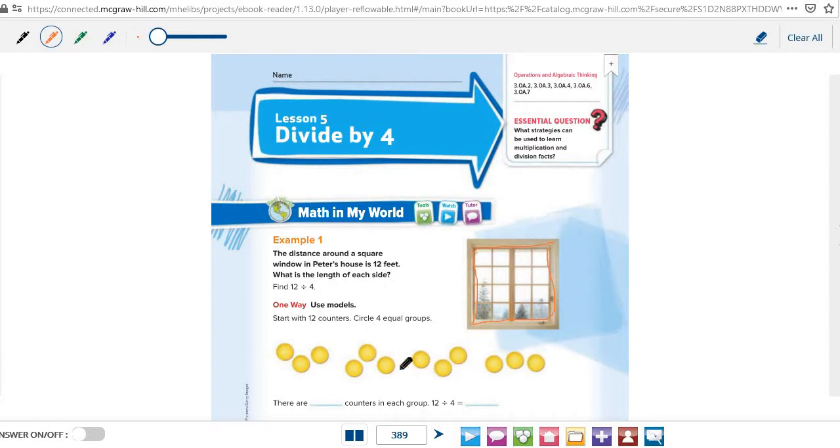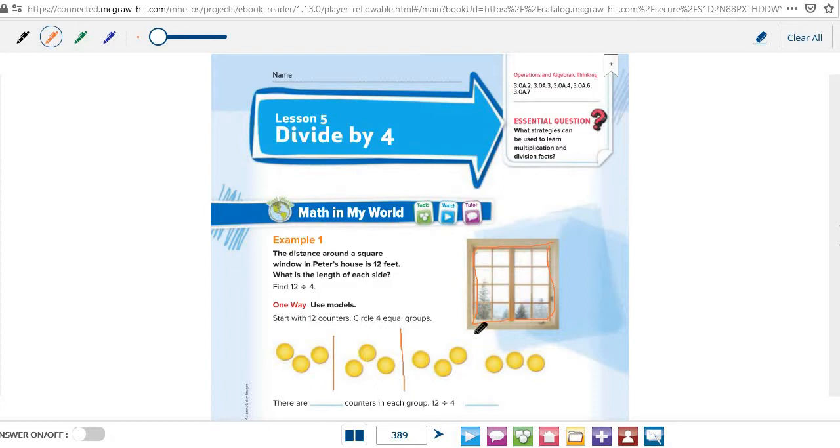Have 12 counters, grade 3, just like these ones, and then circle 4 equal groups. Since they are 12, the simplest way to circle 4 equal groups is to divide these counters into 2 equal groups at the beginning. We have 12, so now we have 6 and 6. We need more groups. Now we will divide 6 into 2 equal groups. So we have 3 here and 3 here.